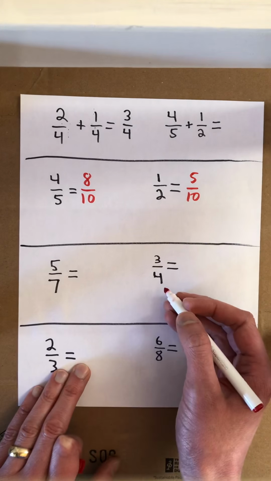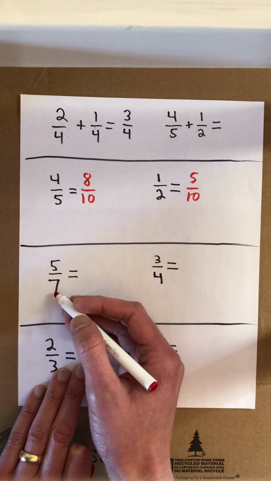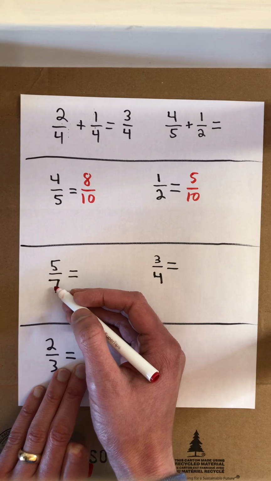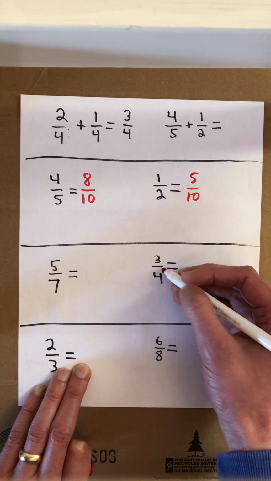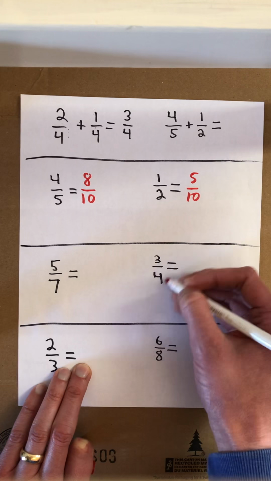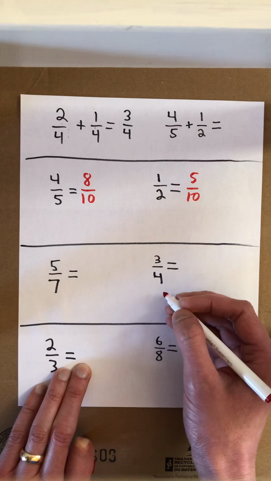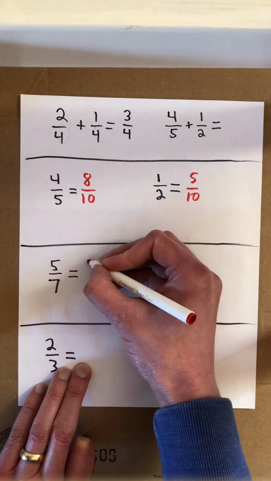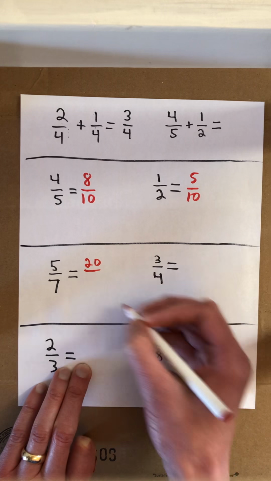Take a look at these two fractions here. Once again, they have different denominators. So this one here, I'm going to multiply the top and the bottom by what? The answer is I'm going to use the bottom number of the other fraction, the other fraction's denominator. So I'm going to multiply this one by 4 and this one by 4. 5 times 4 will give me 20. And 7 times 4 will give me 28.